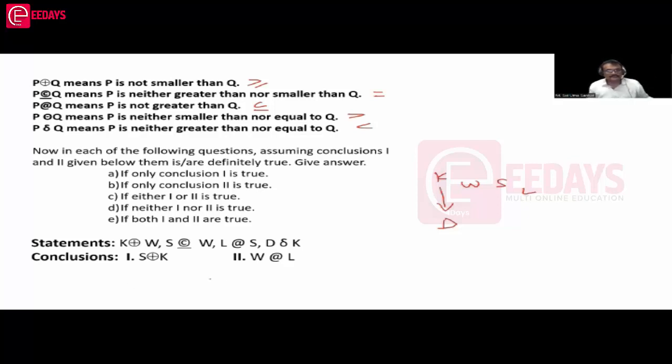Okay. Now come to the case S and K. S is greater than or equal to K. Is it valid? Is not valid. Here K is greater than or equal to S. That is valid. Now W and L.